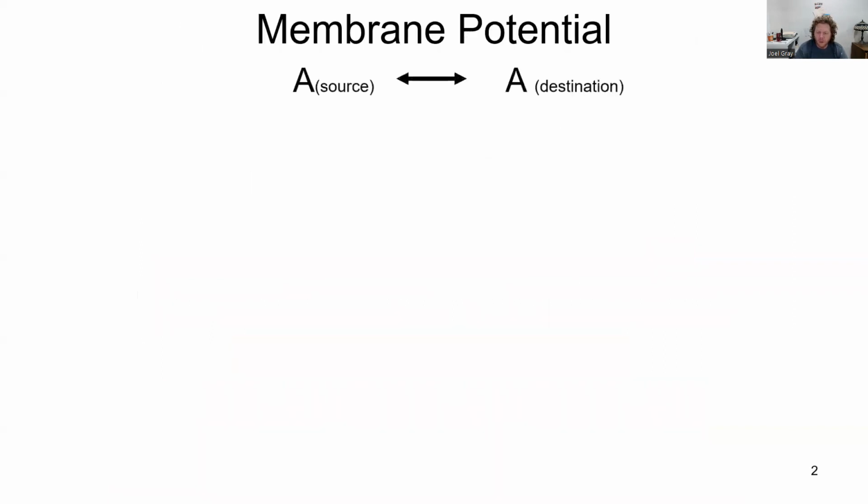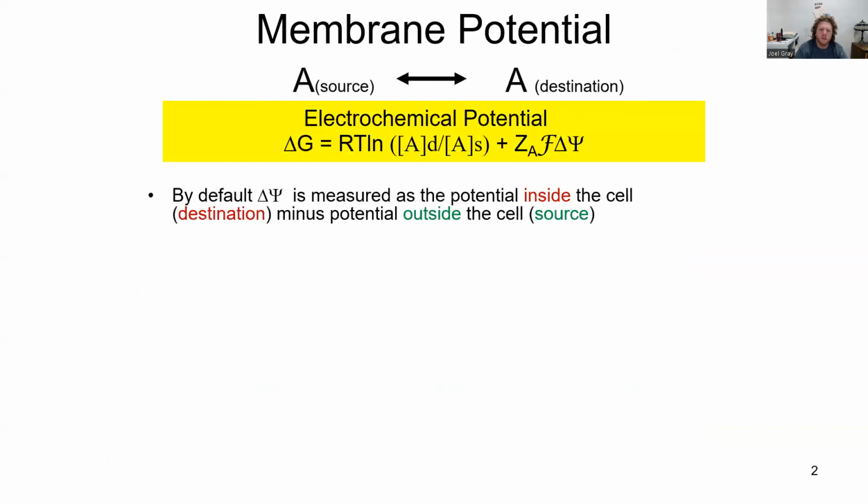Okay. Now, the membrane potential is measured by default as the potential inside the cell, the destination, minus the potential outside of the cell, or the source. So we're comparing the delta psi is the destination is inside and the source is outside. So anytime you look at a delta psi value, that delta psi was calculated based on an ion moving from the outside in, as opposed to from the inside out.